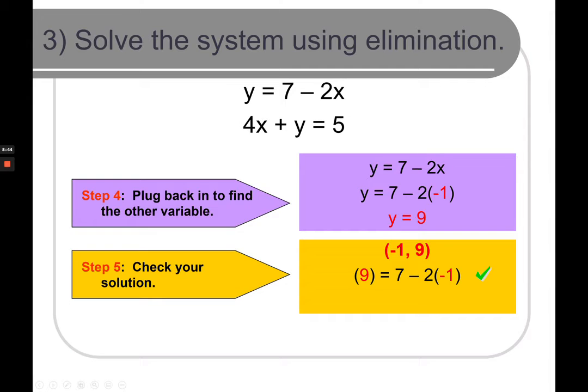After checking your first equation, y is 9 is equal to negative 2 times negative 1, which is positive 2, so 7 plus 2 is 9. That's right. 9 minus 4 is 5. Therefore, the solution is indeed correct. X is negative 1, y is 9. Let's have the last example.